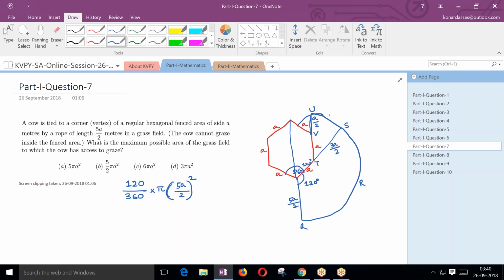Suppose UVW, so we can give TSWV, this sector area. Now we need to find the angle of this one. This angle has to be 60 degree, because this angle is 120 degree. So it has to be 60 degree. So this angle has to be 60 degree.